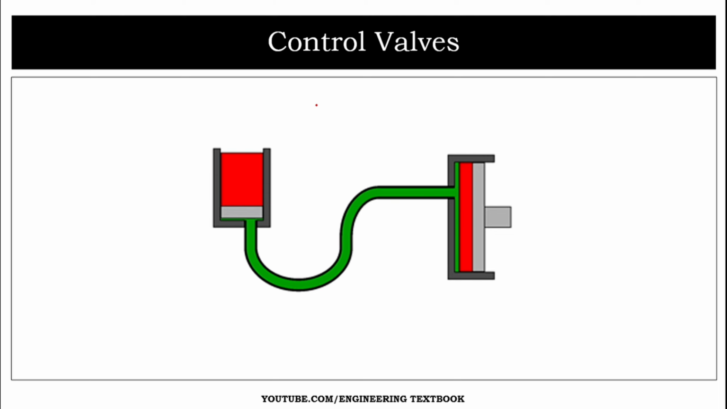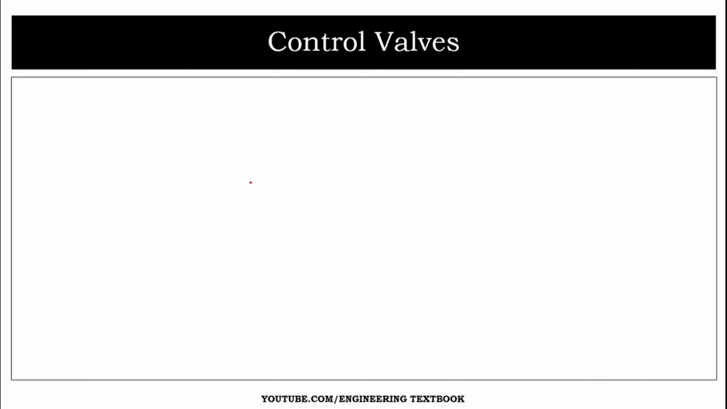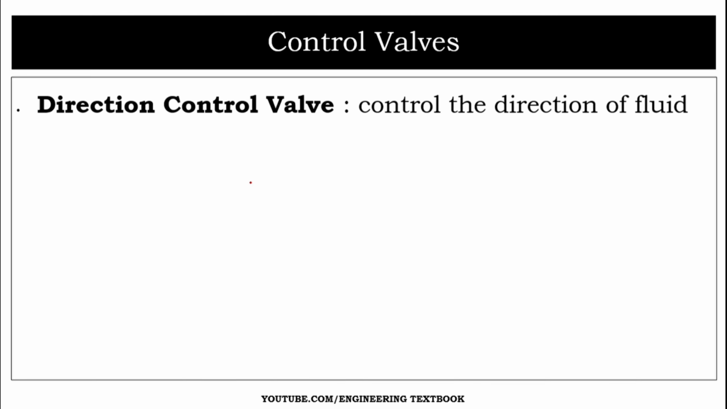So let's see what the different types of control valves are, which are used to control the pressurized fluid of the hydraulic system. Our first control valve is the direction control valve. It is also known as DCV. As the name indicates, direction control, it controls the direction of fluid flow in the hydraulic system.